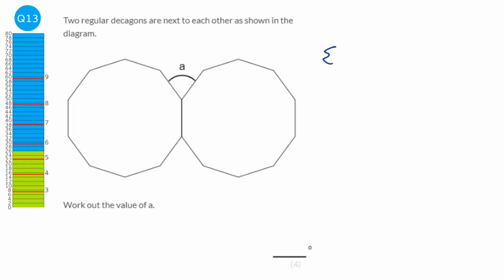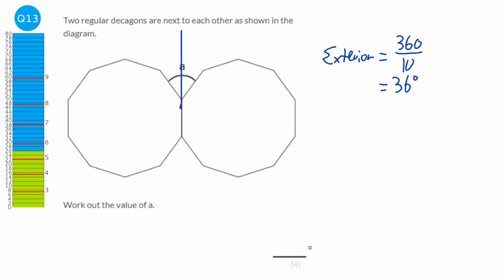To find the exterior angle of any polygon, we do 360 divided by the amount of sides. These are decagons, which means they have 10 sides. So the exterior angles will be 36 degrees. And the exterior angle is just an angle that kind of continues on.